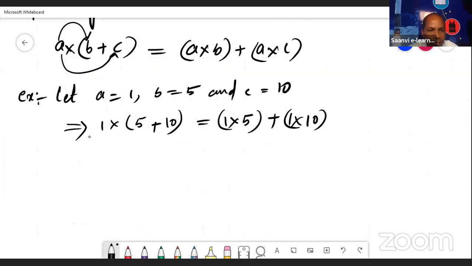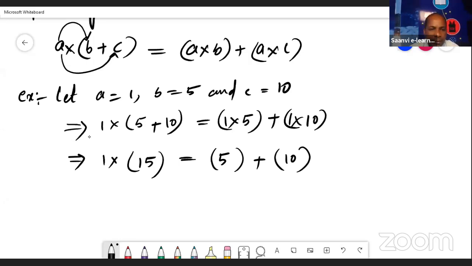First of all, simplify the bracket: 5 plus 10 gives 15. So 1 into 15 means 15 ones are 15. On the right side, 1 into 5 means 5 ones are 5, plus 1 into 10 means 10 ones are 10. Now 5 plus 10 is equal to 15. See, we got the same result in LHS and RHS, right?